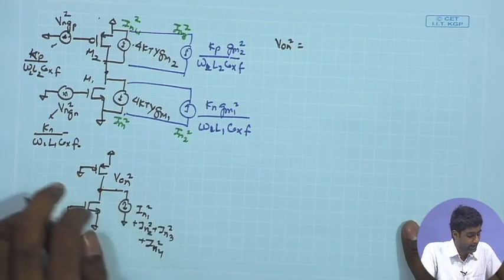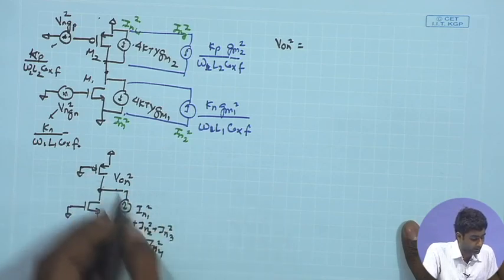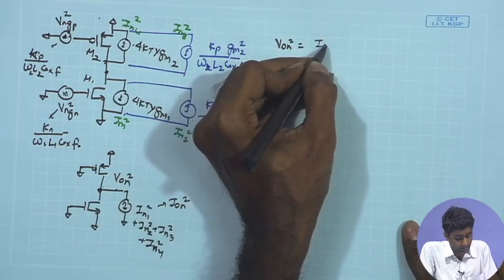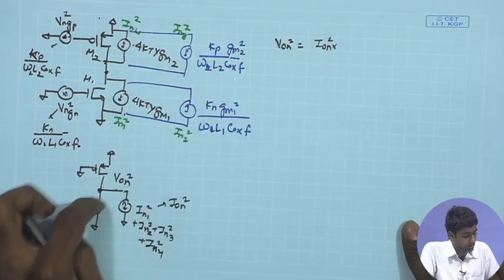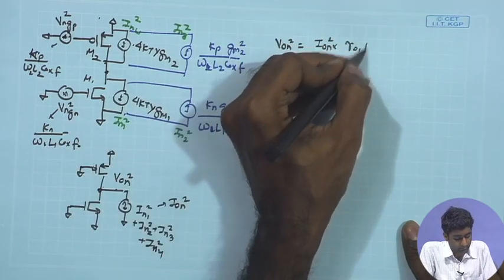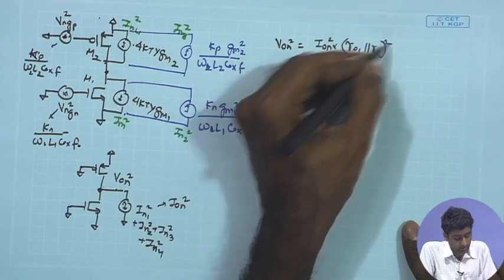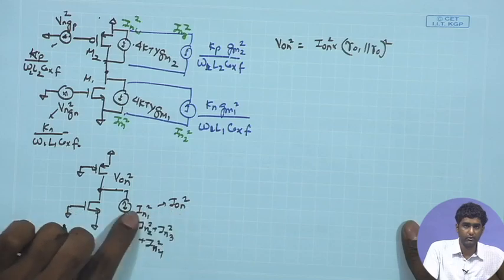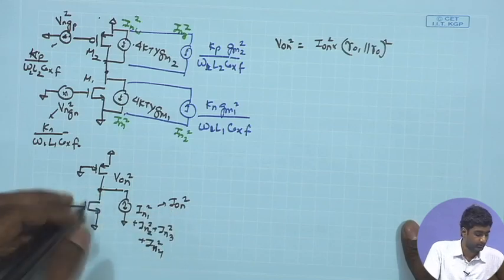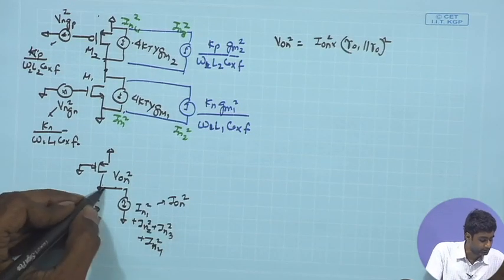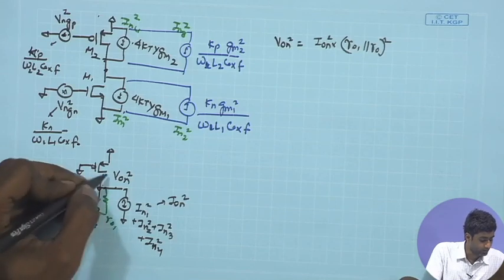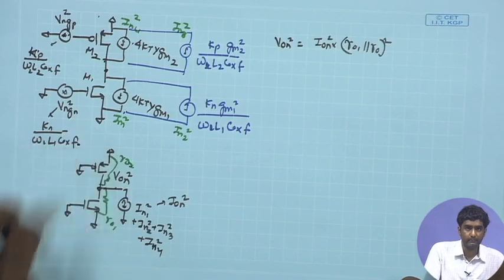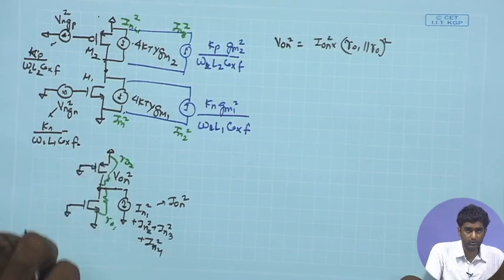So, all this current IN, I can call this ION square, that will be multiplied by the output impedance, which is RO1 parallel RO2 square to give me VON square, right. If you have an overall small signal current over here given by ION square multiplied by the small signal resistance of these transistors RO1 and RO2. So, that is also between the drain and the overall AC ground.